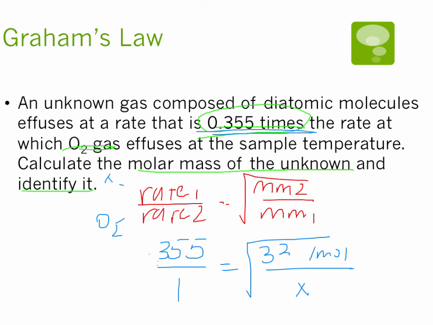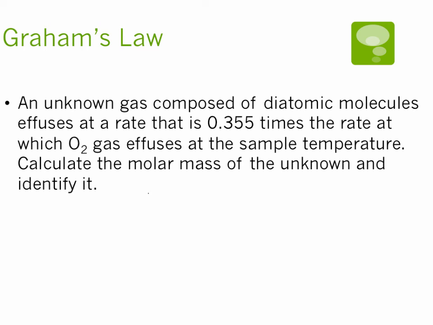Now this is where you have to be really, really careful with the math behind this. Be careful with your algebra. To start, I'm going to square both sides. Once we square both sides, we're going to get 0.355 squared equals 32 over X.